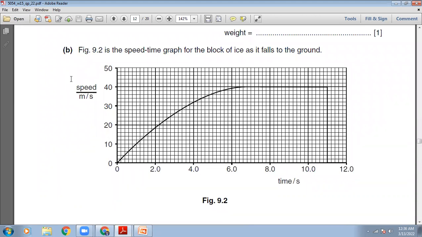Figure 9.2 is the speed-time graph for the block of ice as it falls to the ground. As the ice is falling, at the start of this observation, when the time is 0, the speed of the ice is also 0, and then the speed is accelerating. Somewhere here, like 7 seconds, the speed becomes constant. It's called terminal velocity. And here it has hit the ground. At 11 seconds, the ice has hit the ground, so its velocity all of a sudden goes from 40 to 0 at the 11th second.